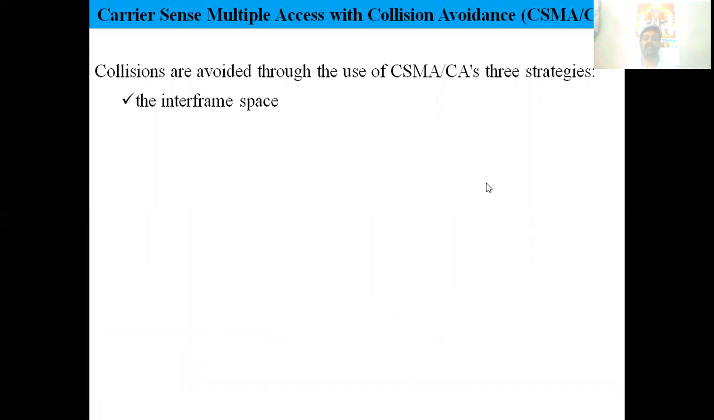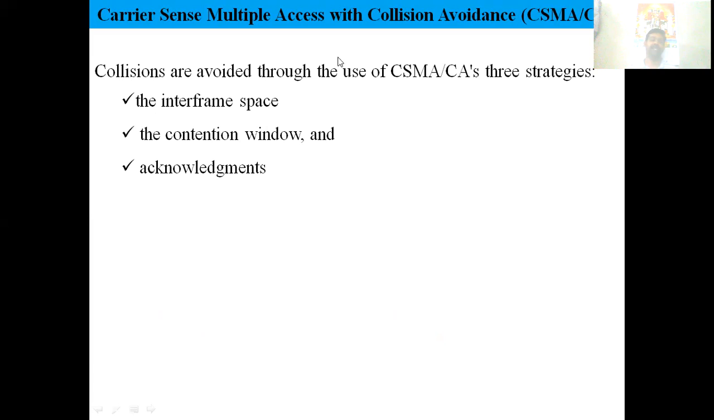So next one is carrier sense multiple access with collision avoidance. The collisions are avoided through three strategies. One is the interframe space, next one is the contention window, and the third one is acknowledgement. By using these three, the collision is avoided. How is the collision avoided? By interframe space, contention window, and acknowledgement.